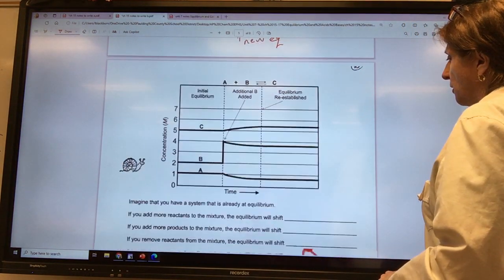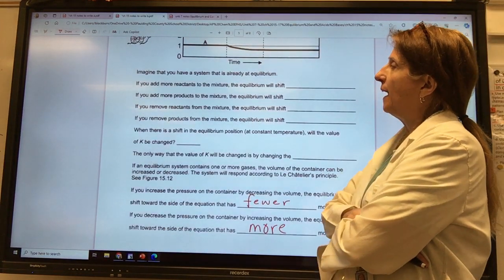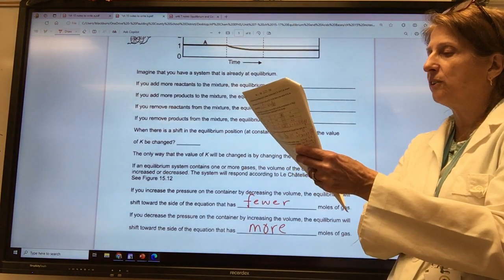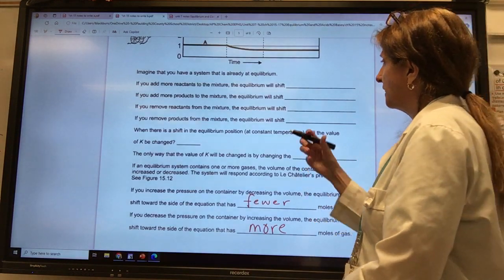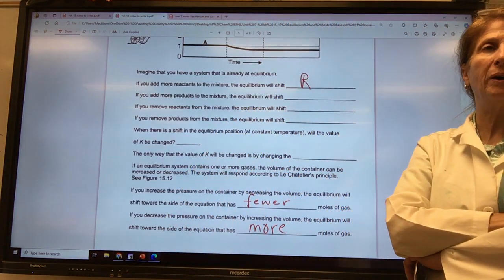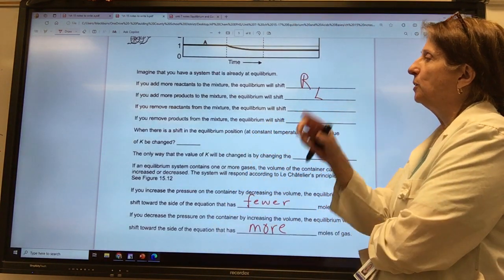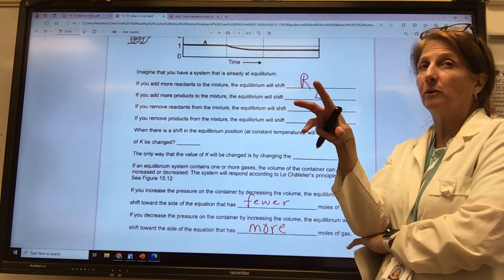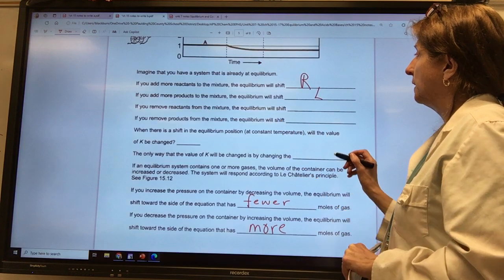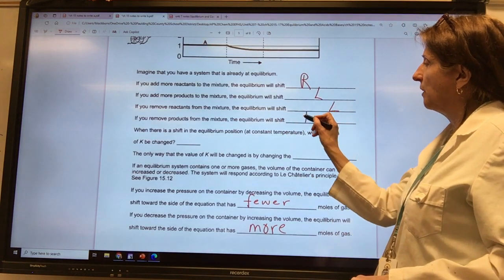All right, let's see if y'all know these answers. You have a system at equilibrium. You add more reactants. Will it shift right or left? Right, it will go toward the products. If you add more products, it will shift which way? Left, toward the reactants. If you remove reactants, remember, nature abhors the vacuum. It will try to fill that vacuum. Which way is it going to go? Left. And if you remove products, it will go right.